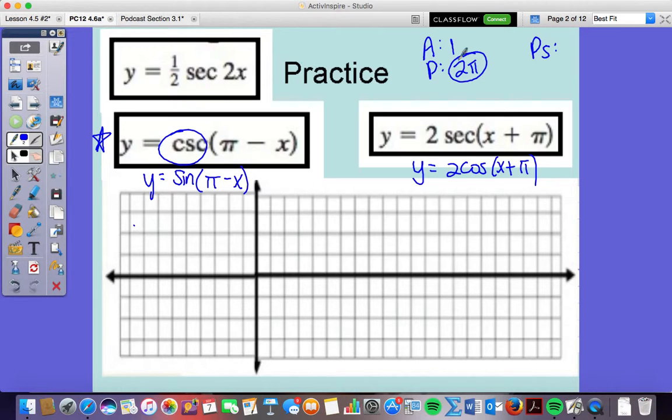Cool? The next part's probably the tricky part. What would be the phase shift here? 1 over pi. Yeah, so it would be c over b, right? So pi is c over b, which would be pi over -1, which is negative pi. But if there's a negative on the inside, we know it's going to do what? It's going to be positive. So the phase shift would be positive pi.